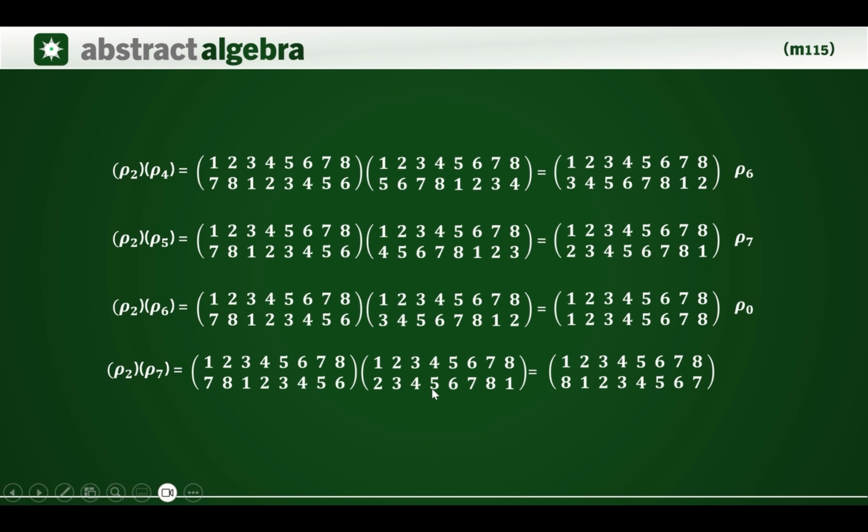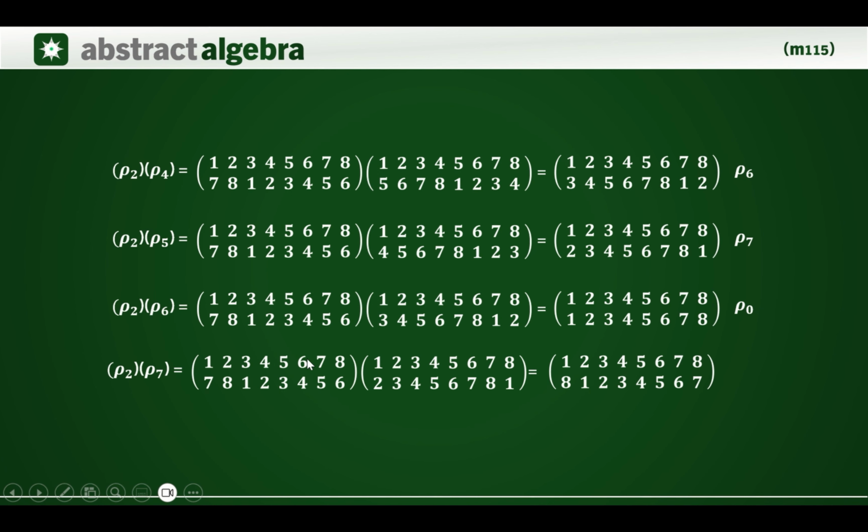So we're going to map 1 to 2. 2 maps to 8. Therefore, 1 maps to 8. So 2 maps to 3. 3 maps to 1. Therefore, 2 maps to 1. 3 maps to 4. 4 maps to 2. Therefore, 3 maps to 2. 4 maps to 5. 5 maps to 3. Therefore, 4 maps to 3.